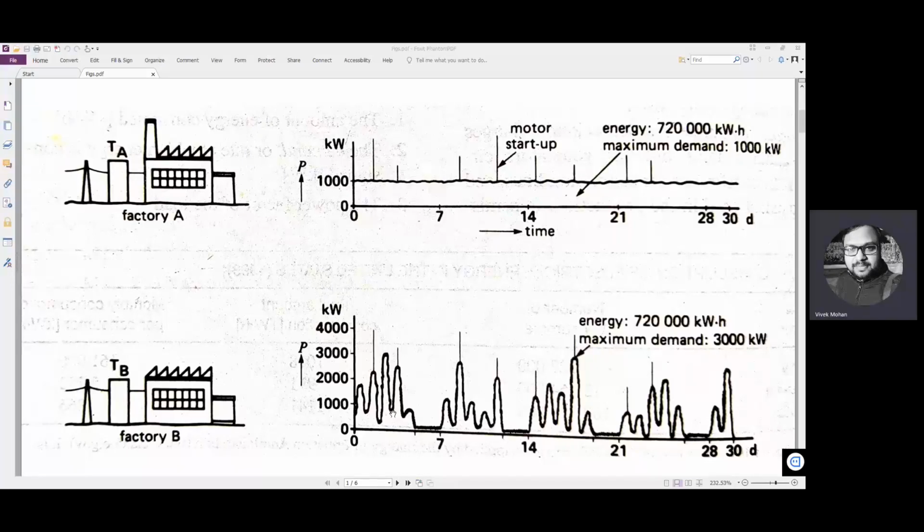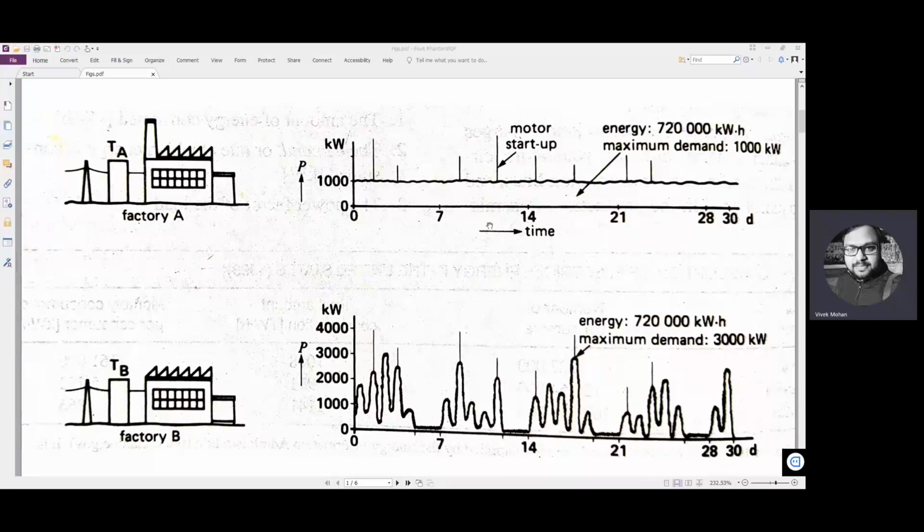Now let's see, factory A operates at full load. Here factory A is operating at full load day and night. It includes Saturdays and Sundays, and it's constantly drawing 1000 kilowatts of active power. And at the end of the month, it's 720 hours, right? 24 into 30, 720 hours. So if I want to find the energy consumed, what should I do?